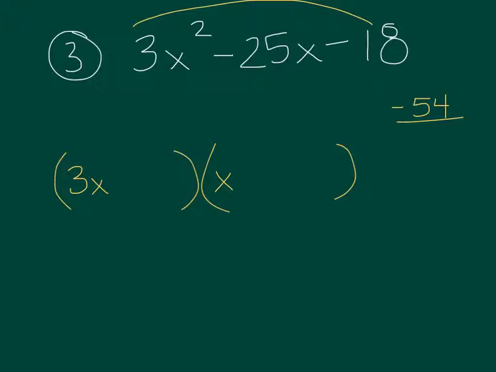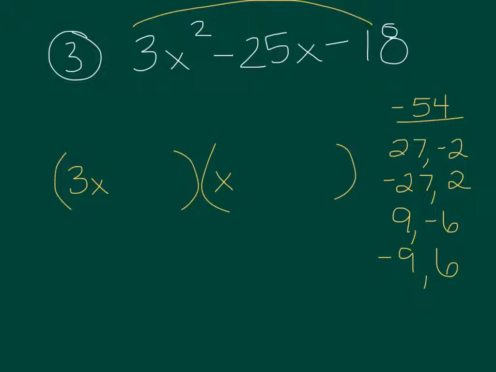So this is very similar to the last problems, except in the last ones we were taking whatever this last number here times 1, because there was just a 1 out in front of the x squared. Now we're actually multiplying it by 3. And we're finding factors of negative 54 that are going to add to negative 25. Well, there is 27 and negative 2. There's negative 27 and positive 2. There's 9 and negative 6, negative 9 and positive 6.